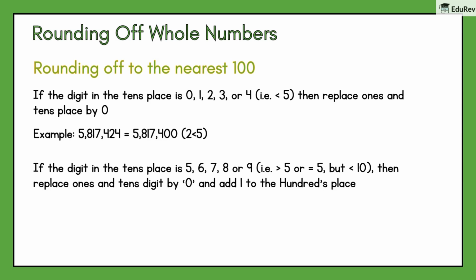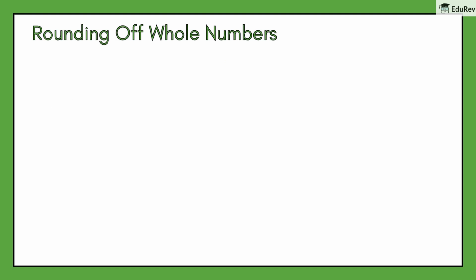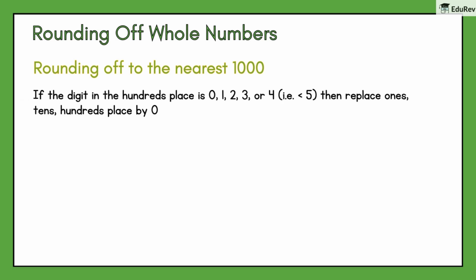However, if the digit in the tens place is 5, 6, 7, 8 or 9, that is greater than or equal to 5, but less than 10, then replace ones and tens digit by 0 and add 1 to the hundreds place. For example, in the number 62,75,885, since the tens place is 8, we round it up to 62,75,900. Now, let's move on to rounding off whole numbers to the nearest 1000.